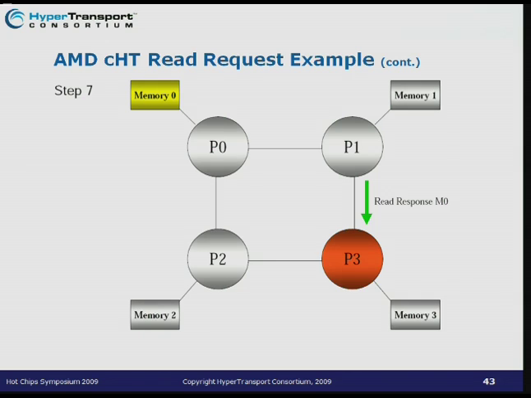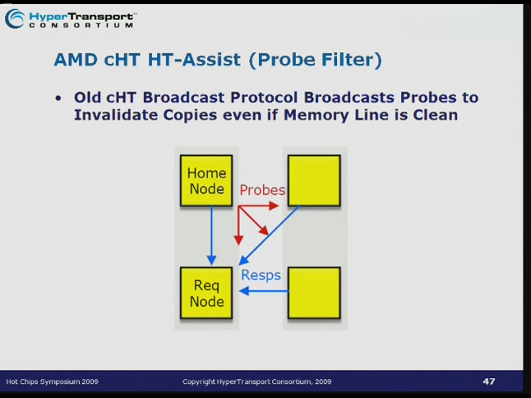Now, in order to conclude this transaction, P3 sends a source done message to the controller at the home node, and once this source done is received by P0, it knows that it can process some other pending requests for the same memory line. So this way, by serializing requests to the same memory line through the home node, we make sure that there are no race conditions. But this was the initial version of the protocol, and it's time to enhance it. So how is it possible to enhance it?